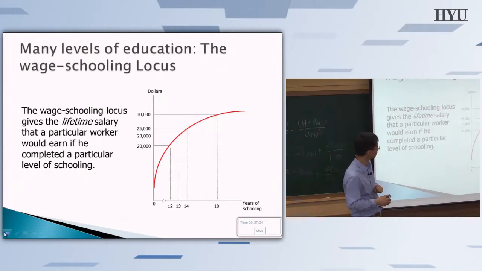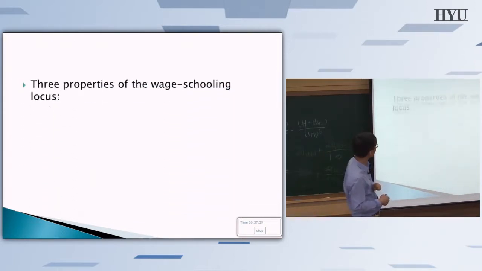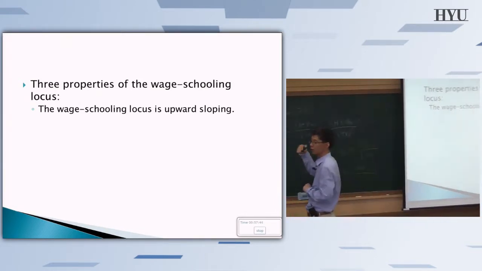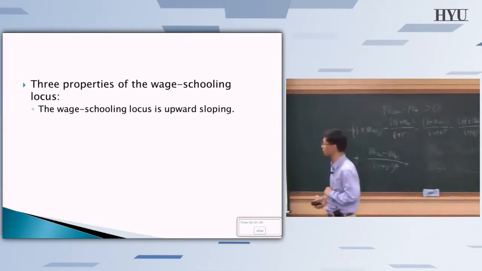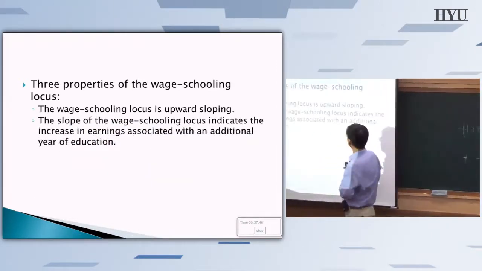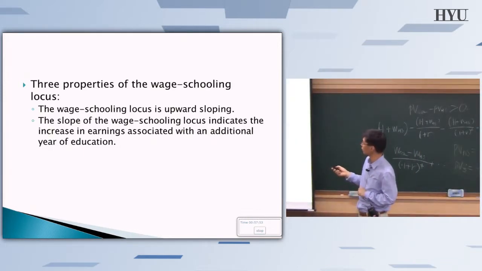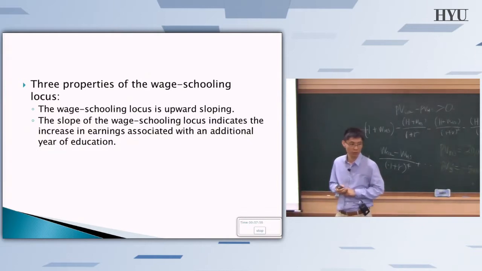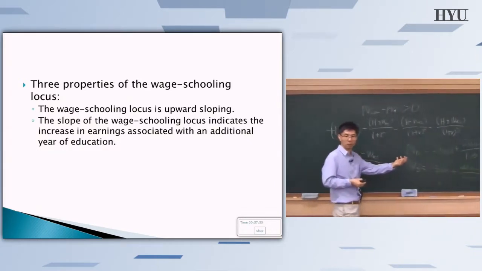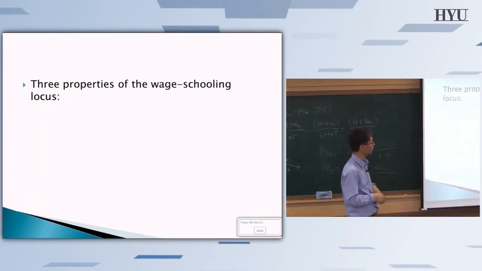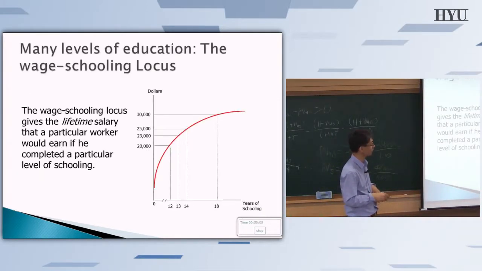Okay. This wage schooling locus has an upward sloping curve, which means that more education generally involves higher earnings. And the slope, okay, the slope is the increase in earnings associated with additional years of education. So you can say the marginal rate of return to education. You have one more year of education, then by how much your earnings will go up. That's the slope. Right.